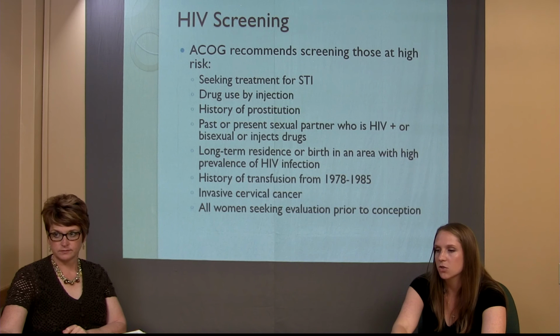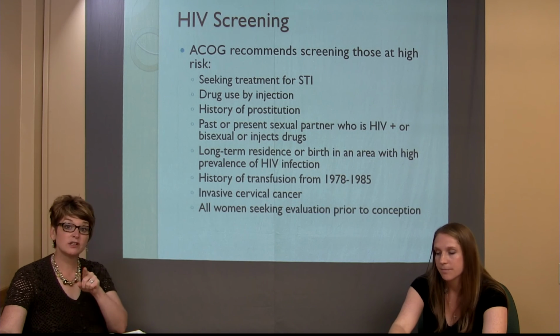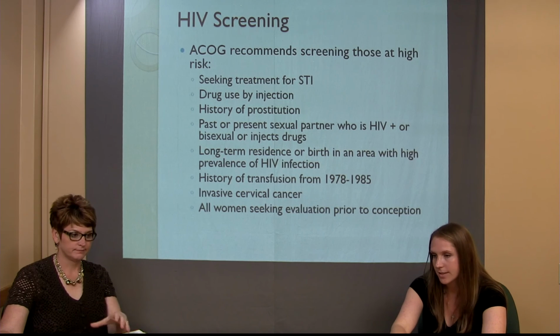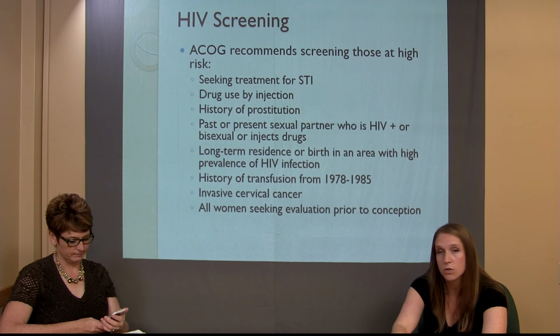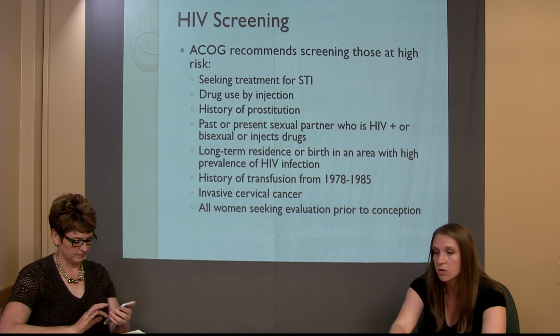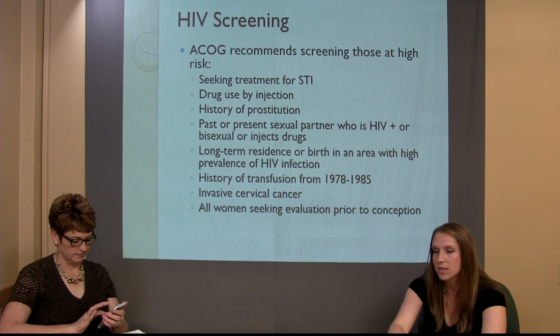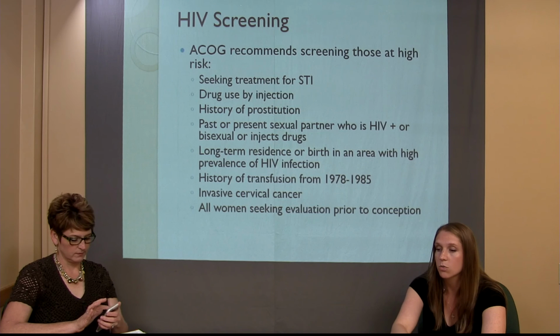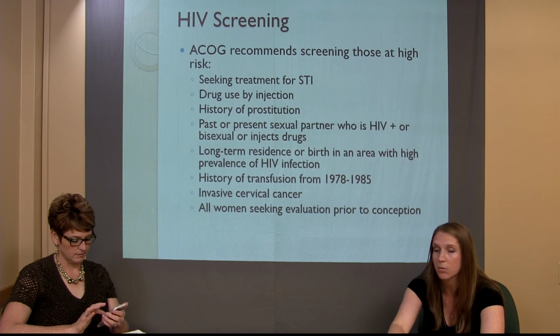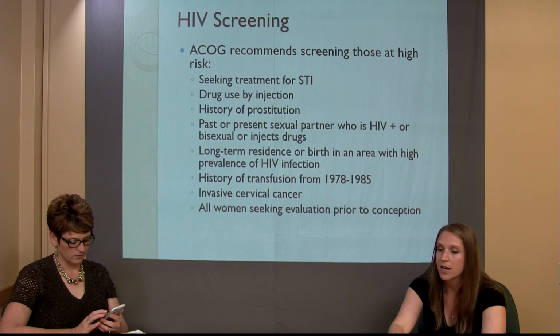HIV, ACOG recommends screening those that are at high risk. So if they've been seeking treatment for STIs, so if you have chlamydia, you need to be HIV tested. Yes. Or if you're drug using, any IV drug use, history of prostitution or having intercourse with a prostitute, past or present sexual partner who is HIV positive or bisexual or injects drugs, long-term residents or birth in an area with high prevalence of HIV infection, and history of transfusions from 1978 to 1985.